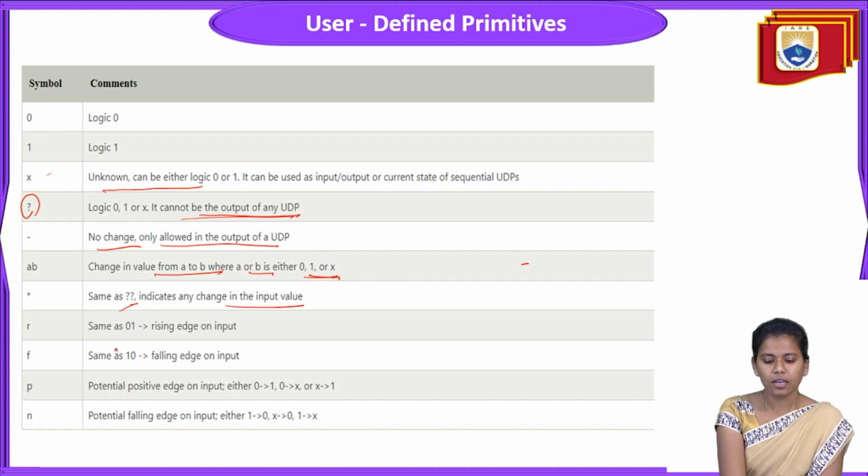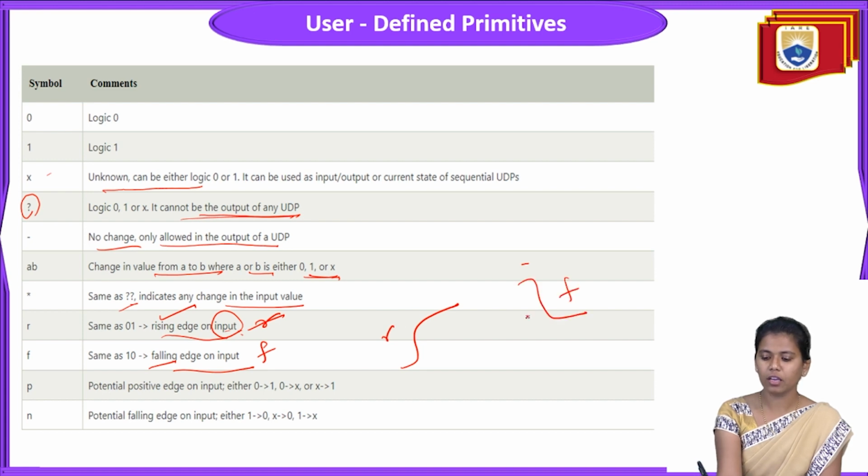And R is the same as (01), that is a rising edge. R is the rising edge on the input. F is a falling edge on the input. Sorry, R is a rising edge in the input, only the input. Rising edge is R. Falling edge is F. Rising edge at the input is R and falling edge at the input is F.